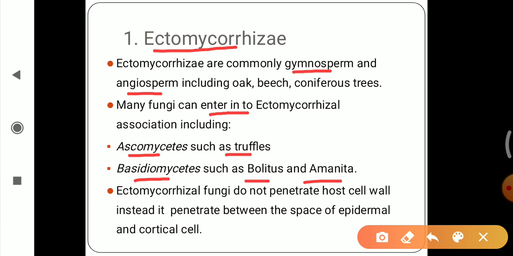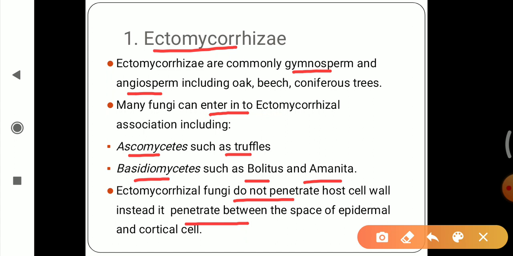Ectomycorrhizal fungi do not penetrate the host cell wall; instead, they penetrate between the spaces of epidermal and cortex cells. The thing we have to remember for Ectomycorrhiza is that it will not penetrate the host cell wall, instead it will penetrate between the space of the epidermis and the cortex.